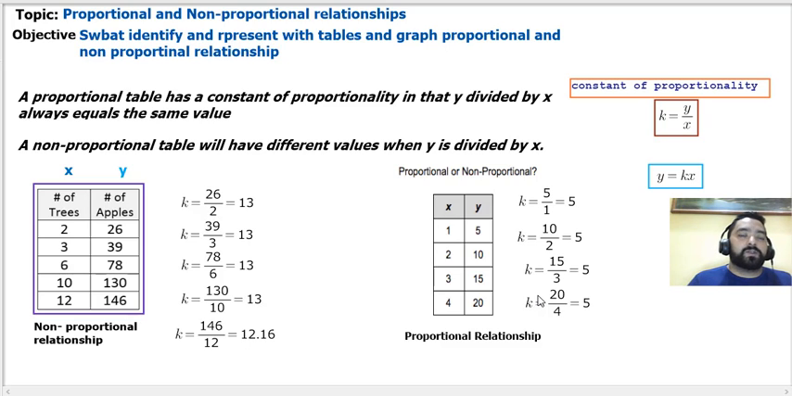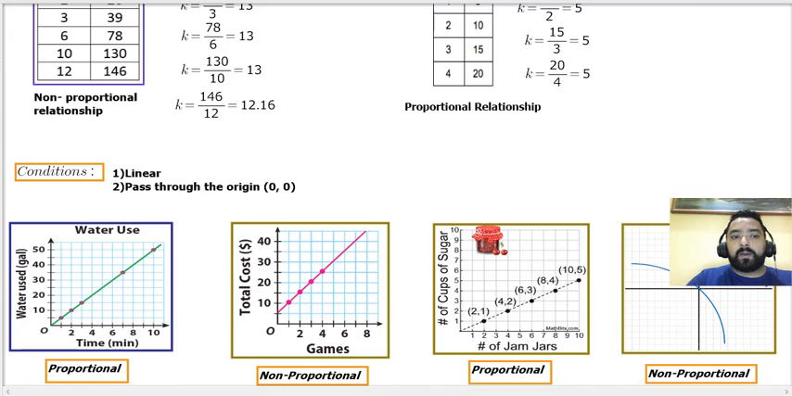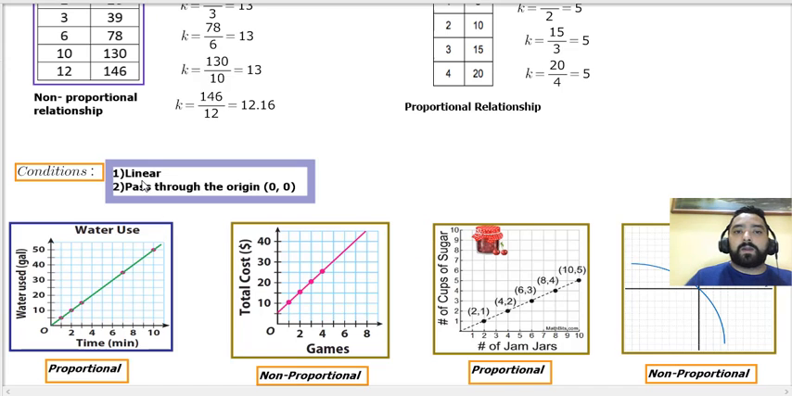Now I'm going to explain how to identify proportional and non-proportional relationships in a graph. So I have these examples. When we work with a graph and need to identify if it's proportional or non-proportional, we're going to use two conditions. The first one, the line needs to be linear. And the second one, this line needs to start from the origin, or pass through the origin, that is 0, 0 in the coordinate plane.